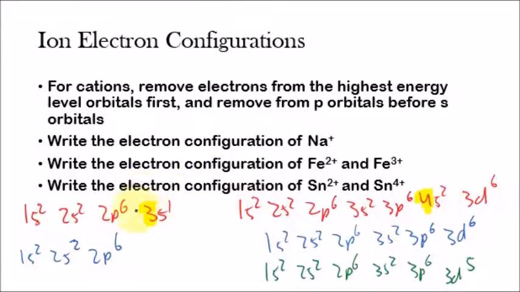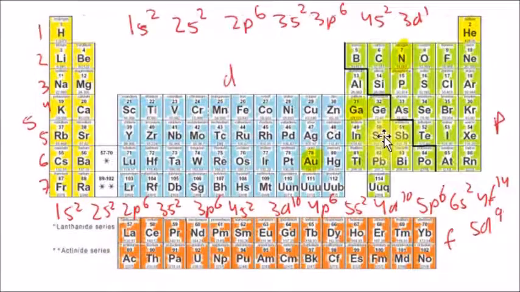Let's finally do the electron configuration for tin, the tin ion 2+, and then the tin ion with the 4+ charge. Let's just write the noble gas configuration for these because I don't want to take the time to actually write the whole electron configuration. So tin is right here, so we just write krypton in brackets, and then 5s2, 4d10, and then 5p2.